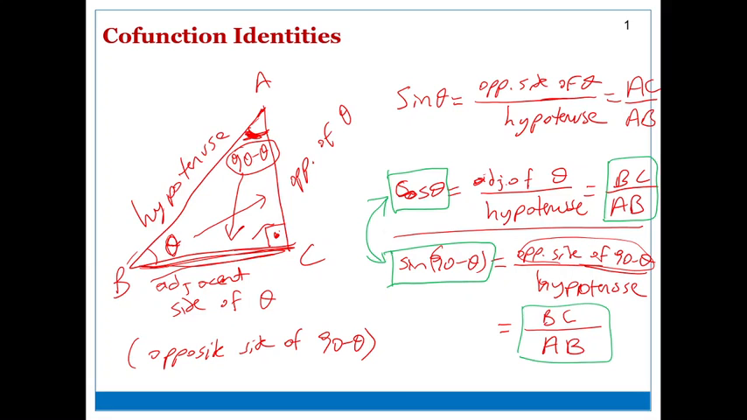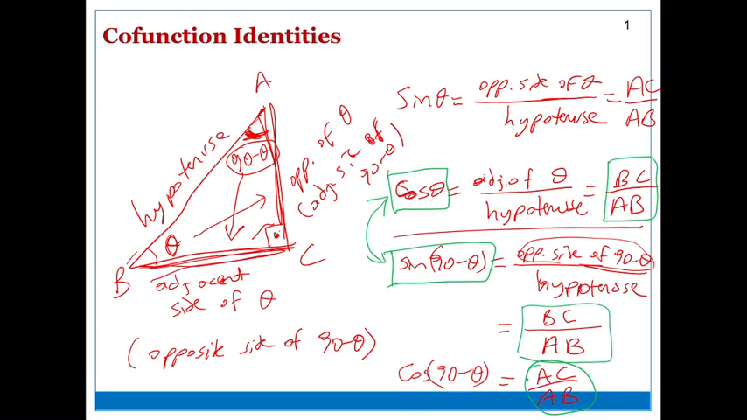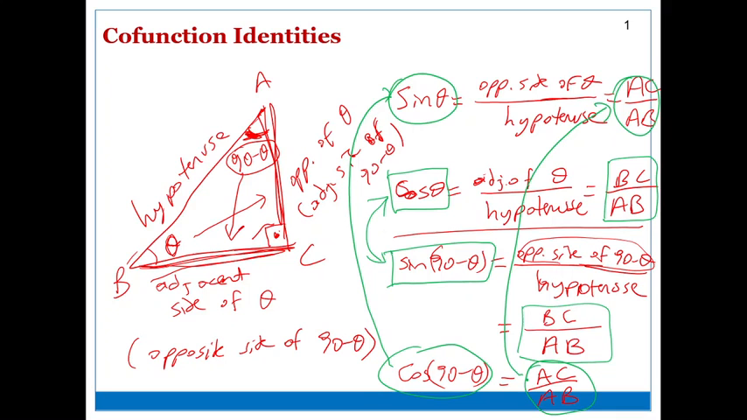In the same way, we can find cosine 90 minus theta, which is equal to the adjacent side of 90 minus theta. This is AC, so it will be AC divided by the hypotenuse, which is AB. Now when you look at it, this is equal to this one. It means cosine 90 minus theta is equal to sine theta.